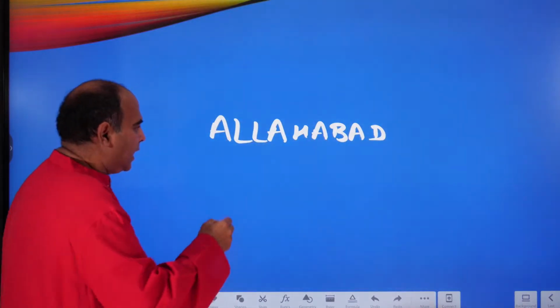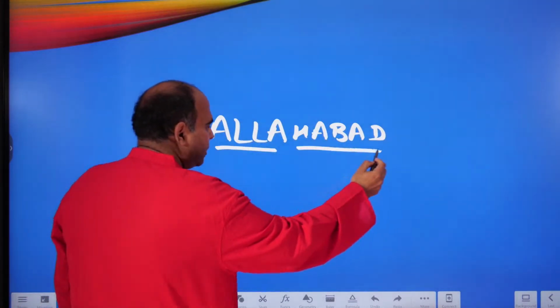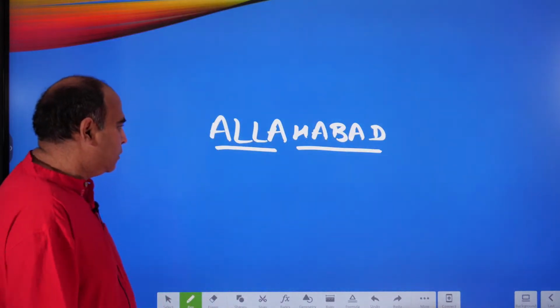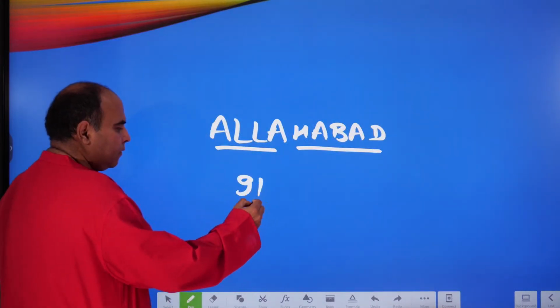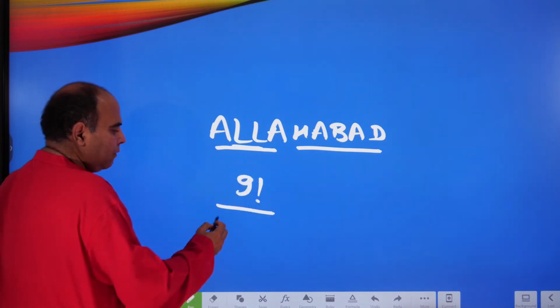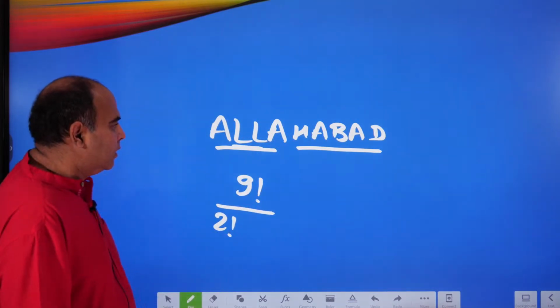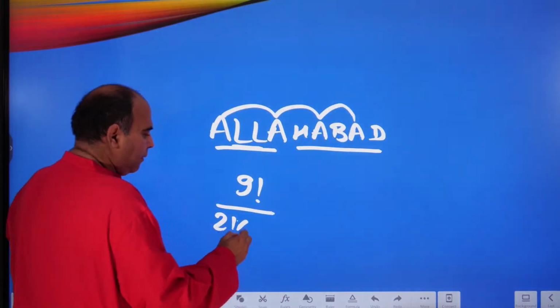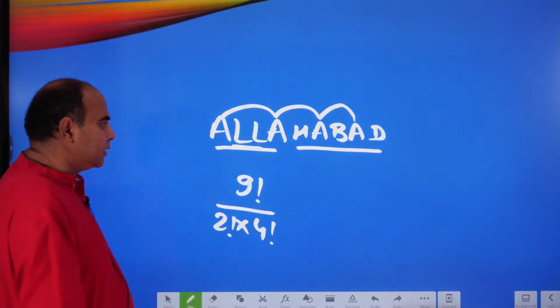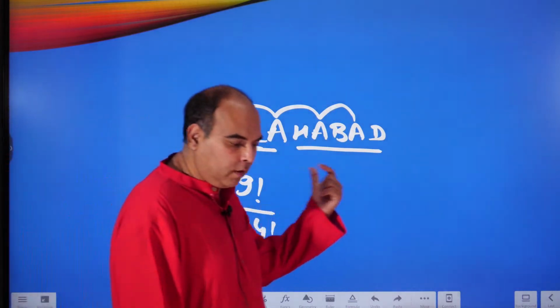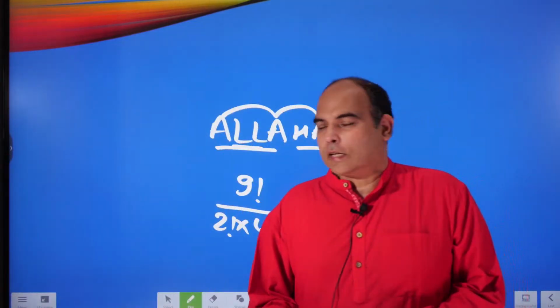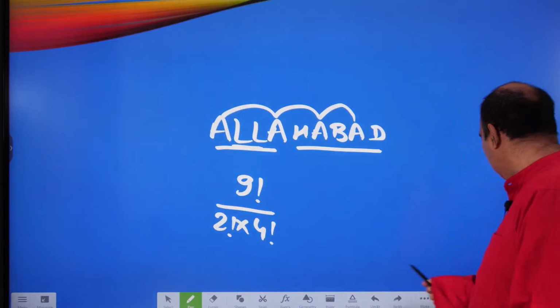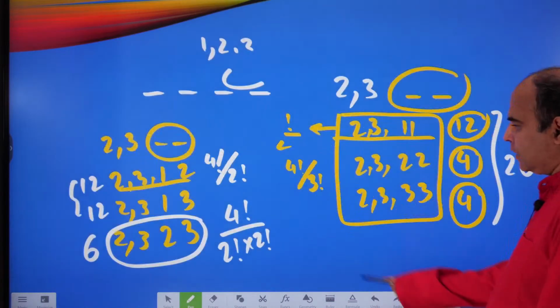The logic is that Allahabad has 9 letters, so it would have been 9 factorial. But there are 2 L's, so we'll divide by 2 factorial for the 2 L's. There are 4 A's, so you'll divide by 4 factorial for the 4 A's. So this will be the answer to how many words you can make with the letters of Allahabad. So that's what we are using in this exam.